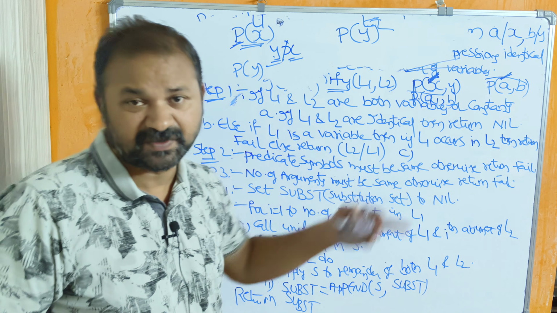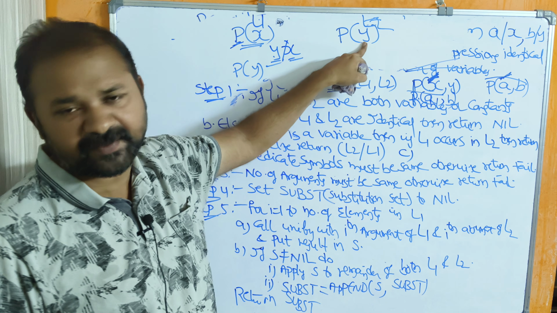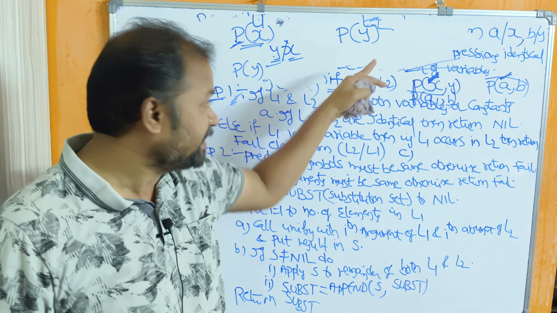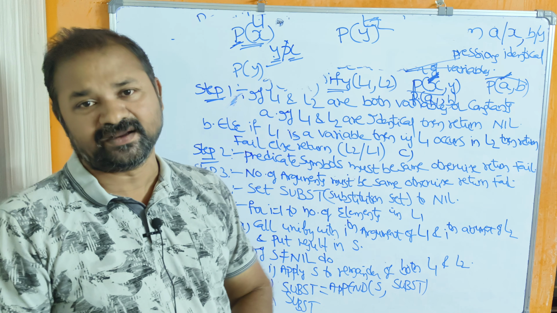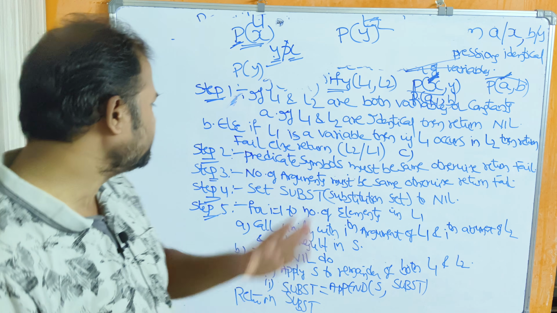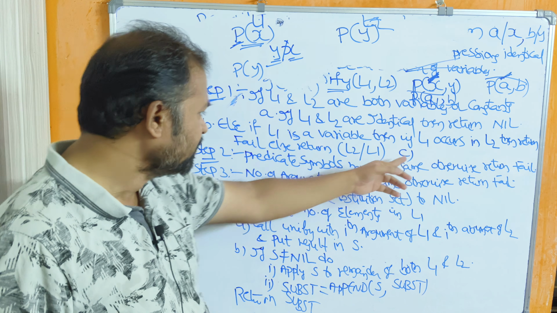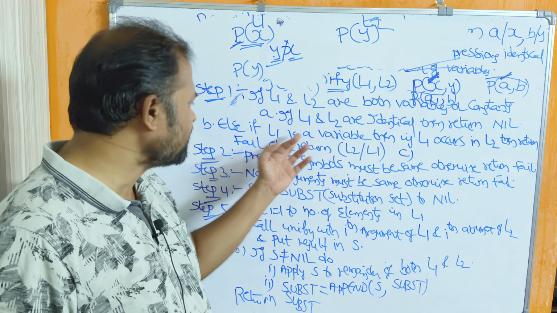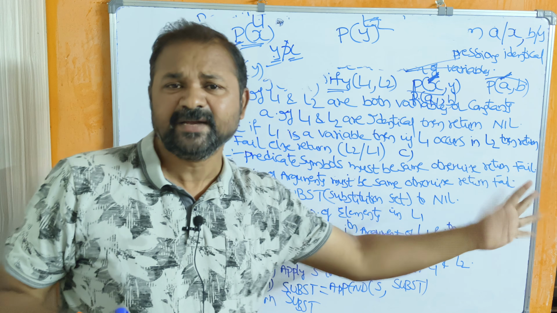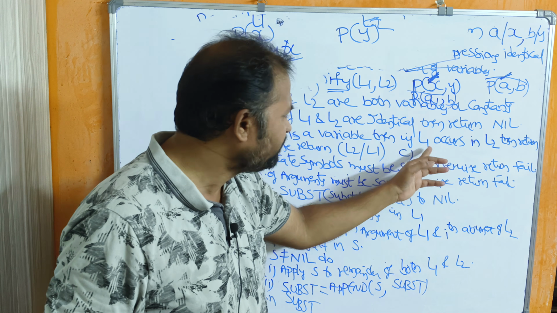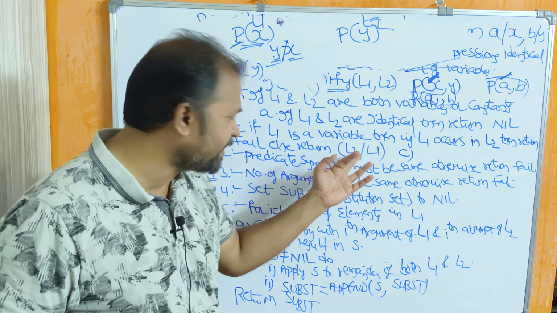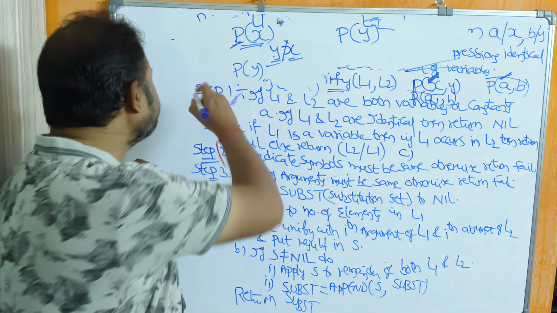C is reverse. If L2 is a variable, then if L2 occurs in L1, then return fail. Else return L1 by L2. So this is reverse. Else if L2 is a variable, then in place of L2 we have to write L1, and in place of L1 we need to write L2. Else if L2 occurs in L1, then return fail. Otherwise, in place of L2 we need to write L1 by L2. That is C. So this is step 1.